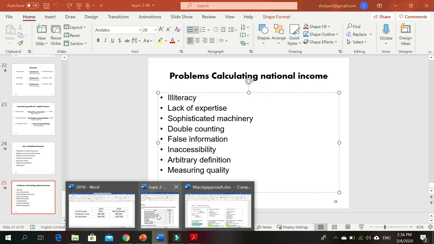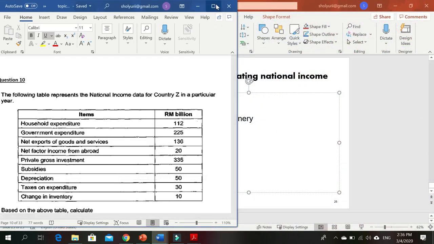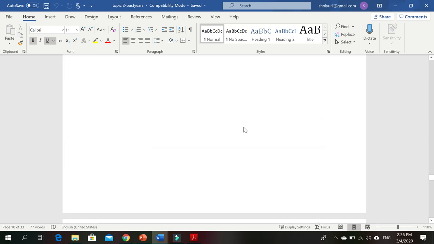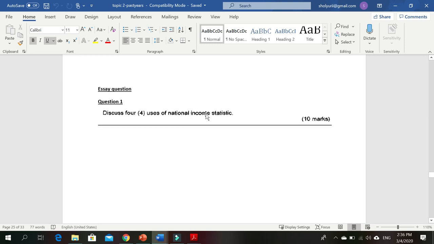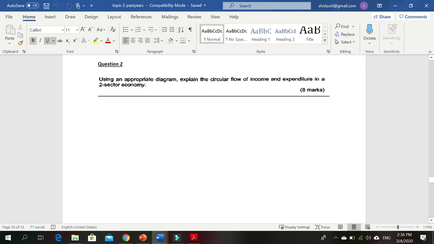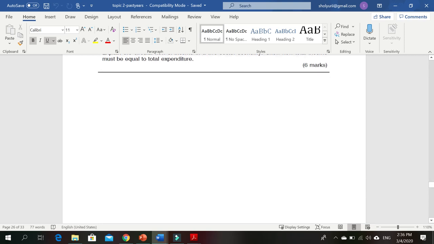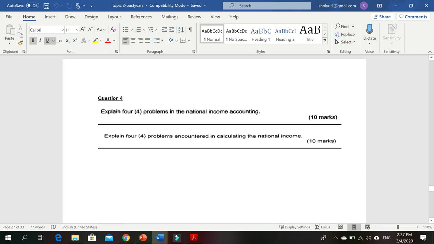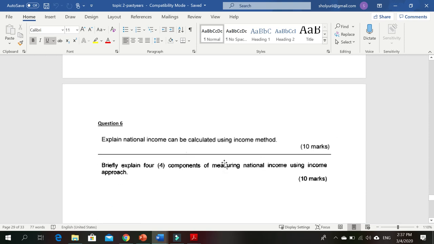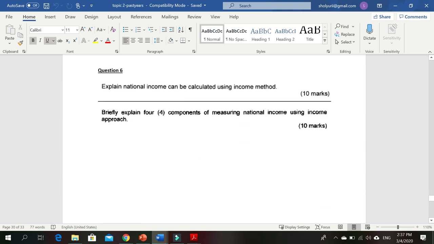So kalau you boleh tengok soalan dia akan keluar bahagian essay lah. So I already put there 4 uses of national income statistic. So please try and mengarang time PKP kita ni. So this is circular flow. This one kita dah buat circular flow kan, 4 problems in calculating national income. So tak banyak soalan ni dia boleh tanya bahagian ni, okay, bahagian chapter 2 ni. Tapi yang paling glamour sekali untuk bahagian essay adalah uses and problem in calculating national income. Alright, so that's it for today. Thank you.